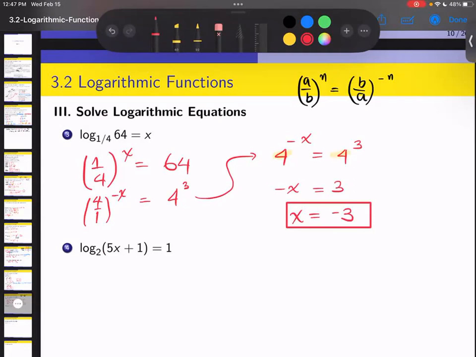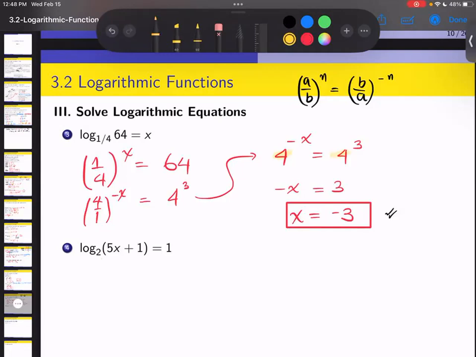There are many techniques. You can check. Put negative 3 for x. 1 over 4, don't write this down, to the negative 3 is indeed 64, right? You can put negative 3 here. Negative 3 becomes positive 3. So 4 cubed equals 4 cubed. So, check.